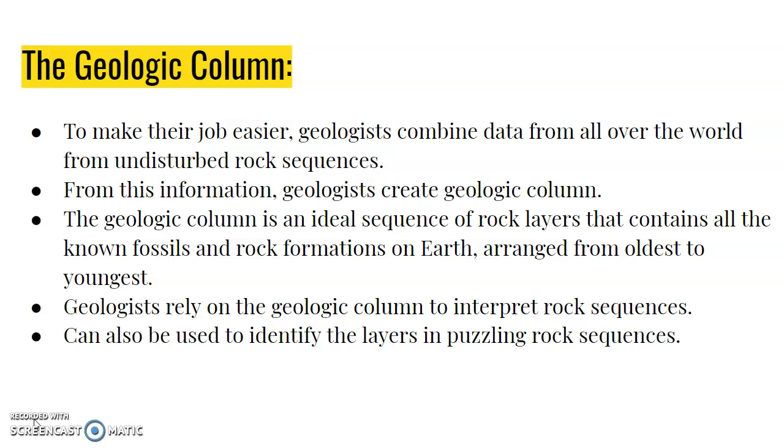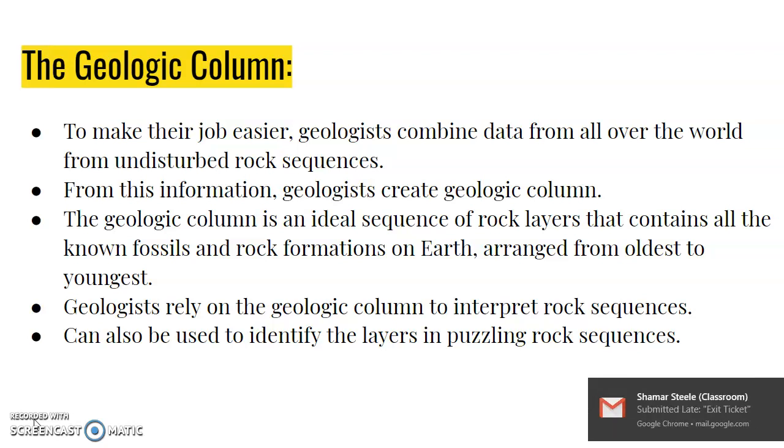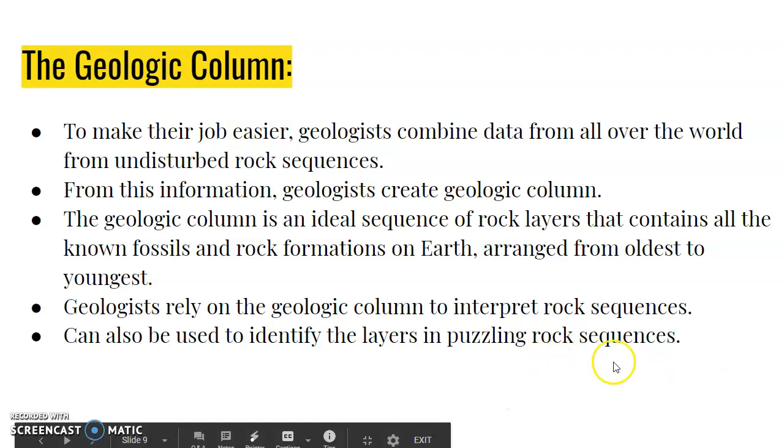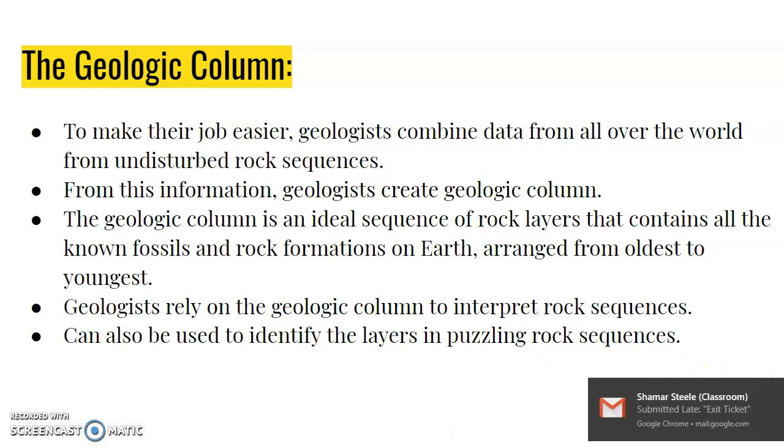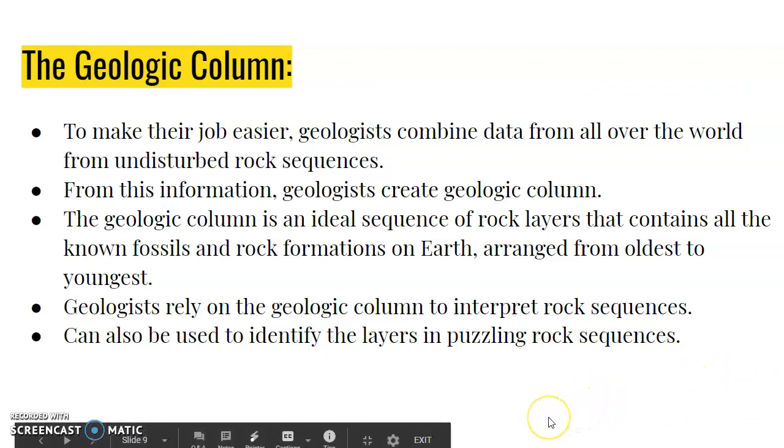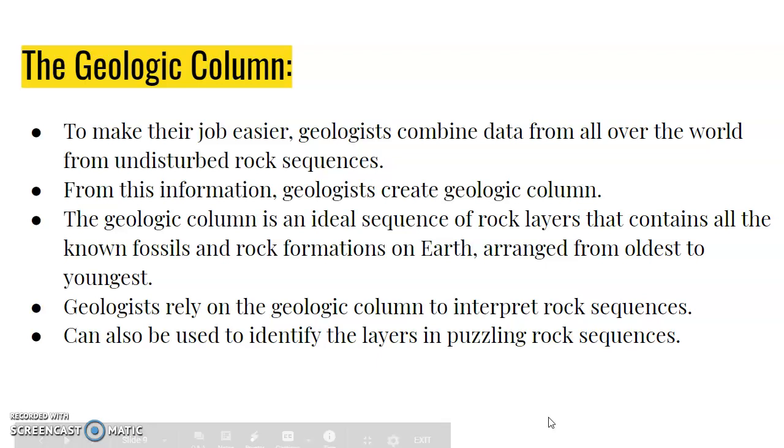By relying on the geologic column, scientists can interpret the rock sequences. When they're looking at a particular rock layer, they can compare it to the geologic column and figure out what layer it is or what time it was formed. They can also use this to identify layers in puzzling rock sequences. For example, if the rock layers were upside down for some reason, this is how they would figure out what exactly happened, which layer goes where, and where it was formed.